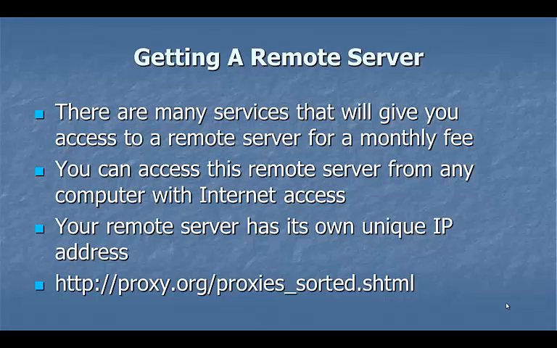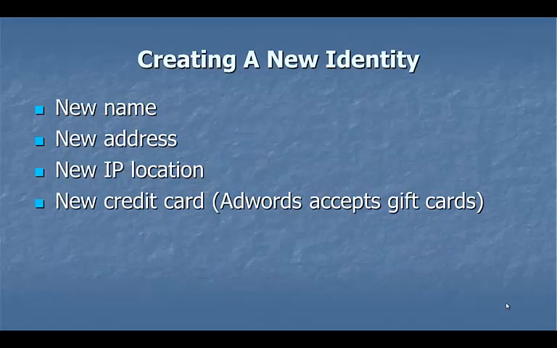But if you don't want to get a remote server, there are a lot of proxies out there, and I've provided you with a URL here for anonymous proxies. This URL down here, proxy.org/proxies_sorted.shtml, will give you access to hundreds of proxies where you can go through and open up a Google AdWords account, and that gives you the ability to open an account with a unique IP address.